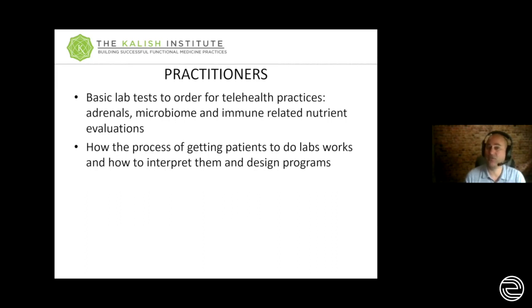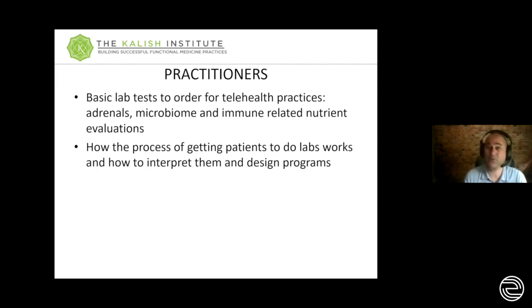For the adrenals, it's a salivary test kit. They spit into some tubes, they do it at home. For the microbiome, it's a simple stool test from one of the good quality companies that we can all use. They do a stool test at home, they send it into the lab. And for the immune-related nutrient evaluations, those are usually done from urine samples.